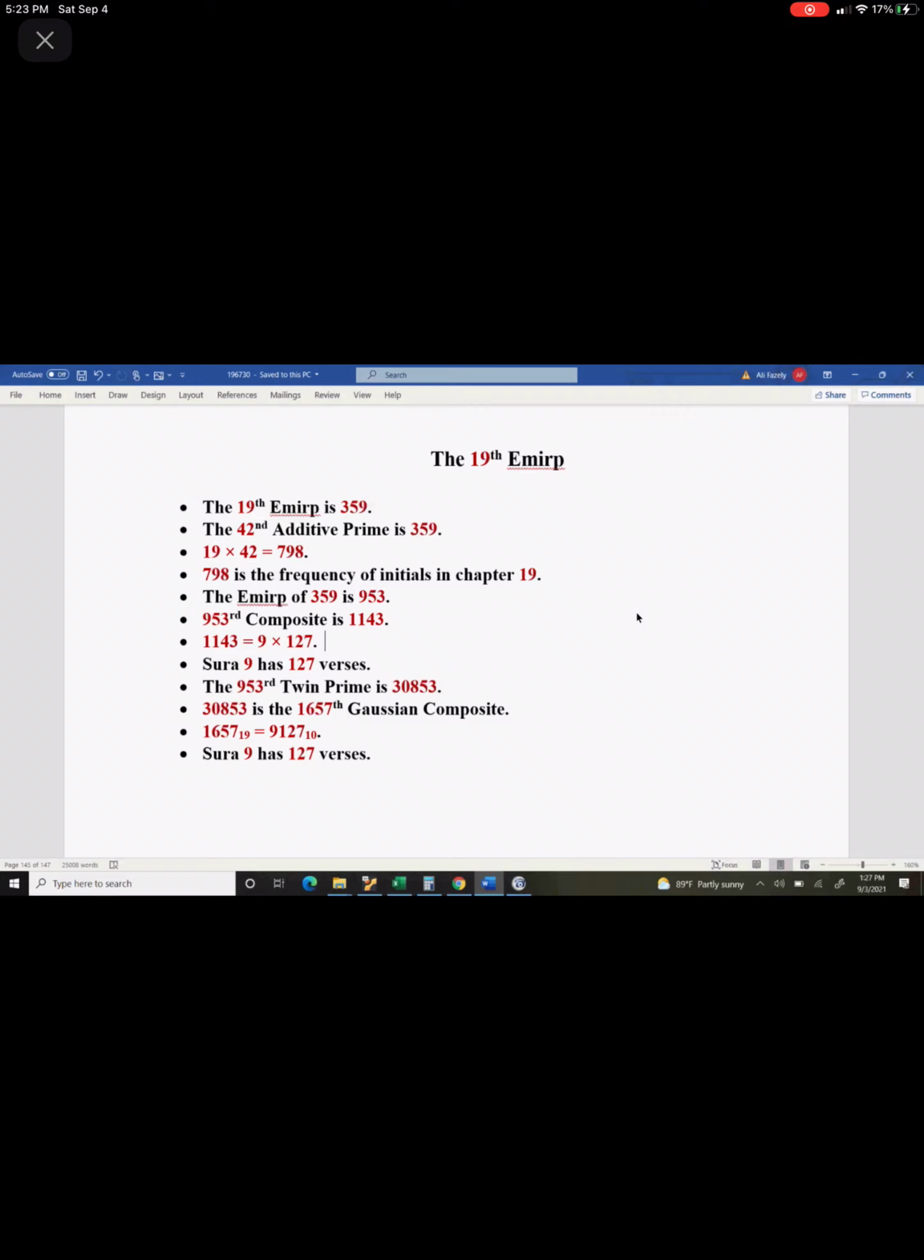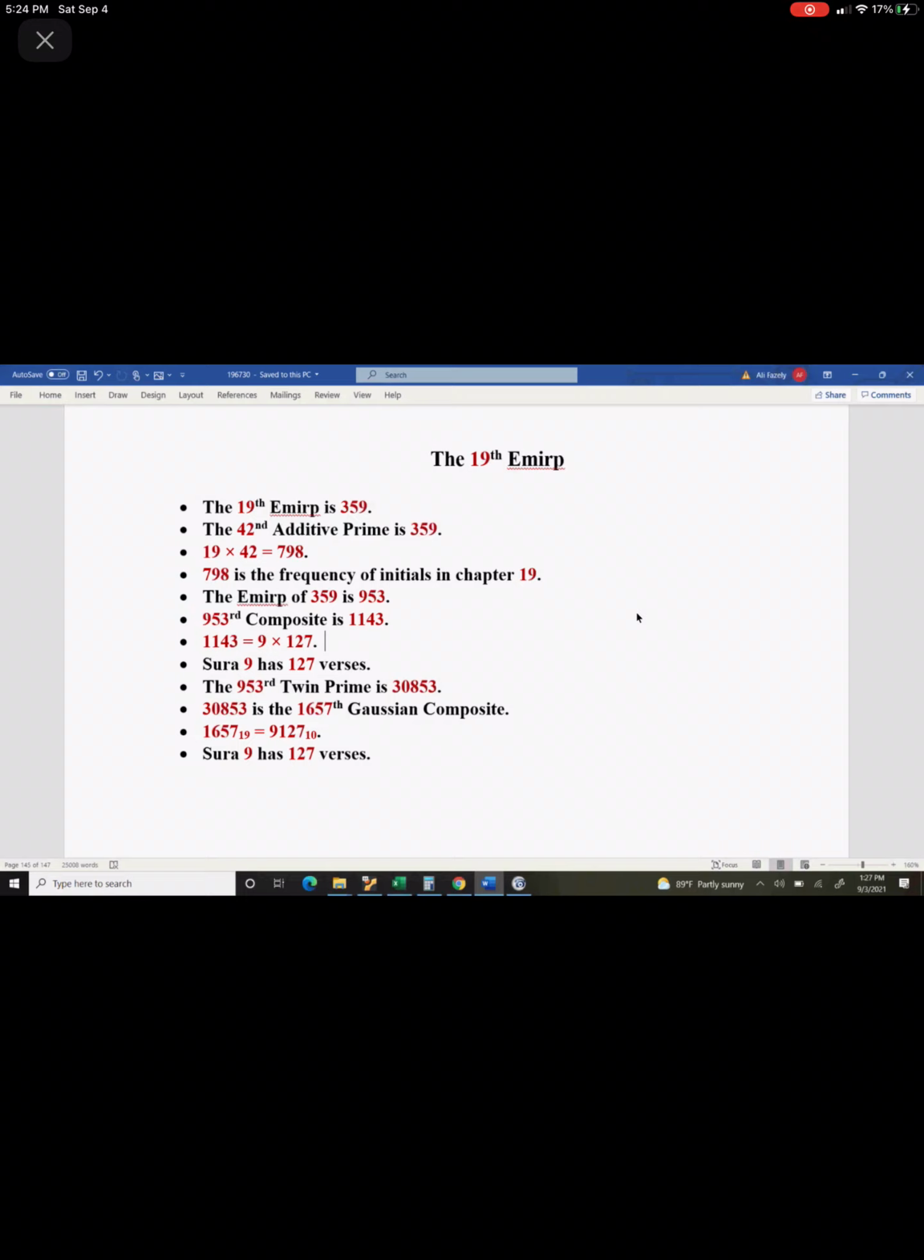798 is the frequency of initials in chapter 19, as I said, and the Emirp of 359 happens to be 953. So if you write it backwards, it becomes 953. The 953rd composite happens to be 1143. But 1143 is 9 times 127, and chapter 9 has 127 verses. Okay? So we discussed this last week.